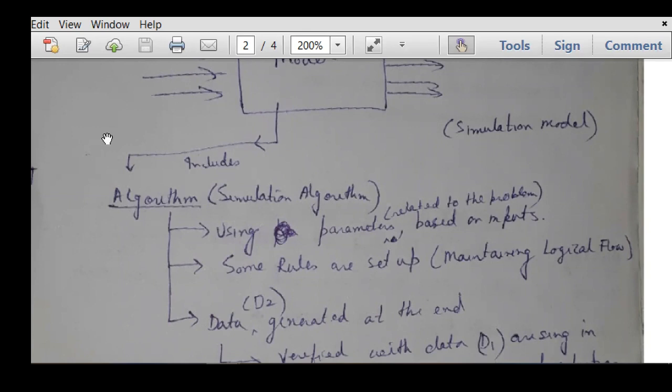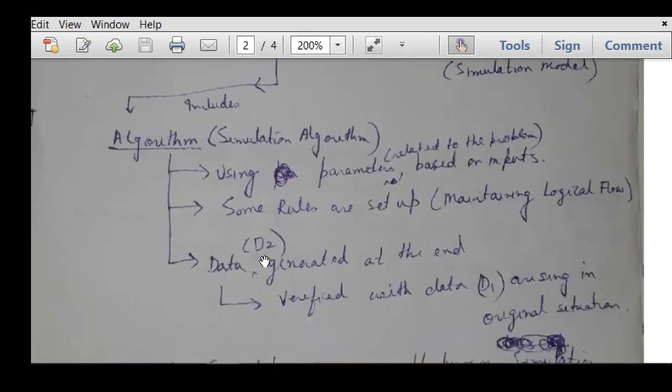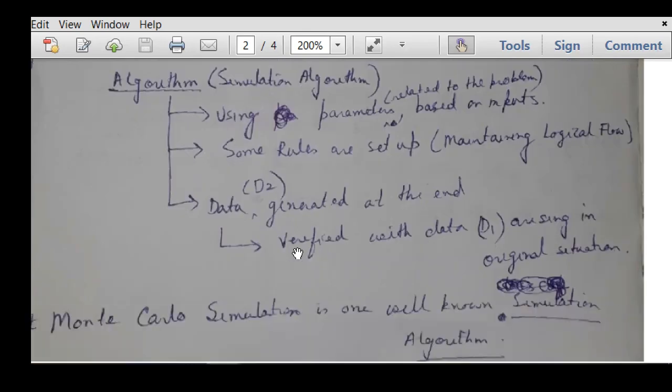Now once we are designing the algorithm, as I said, the parameters and the inputs come from the information provided, and then depending on our requirement, we set up some rules. That is, we are trying to maintain the logical flow. You already know that whenever we write an algorithm, the basic structure is that we have to maintain the logical flow. Then we run this algorithm in some suitable computing machine, and a data set, which I'm naming D2, is generated. Once this data set is generated, it is verified. That means it is cross-checked with the data set D1 arising in the original, actual situation.